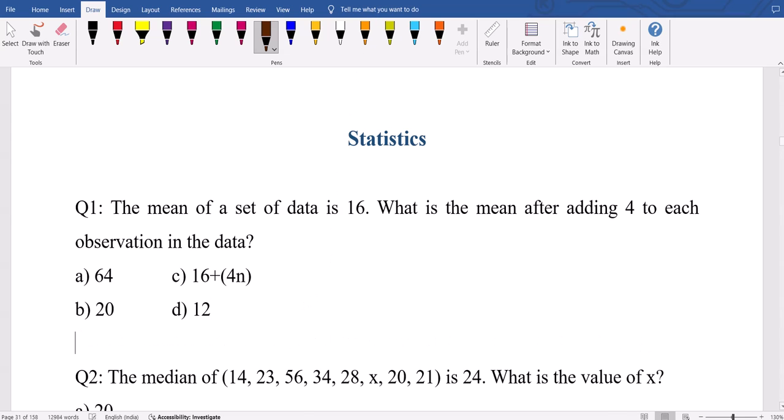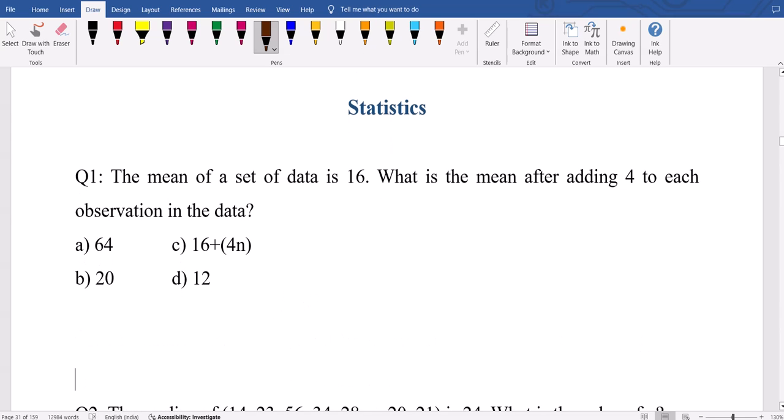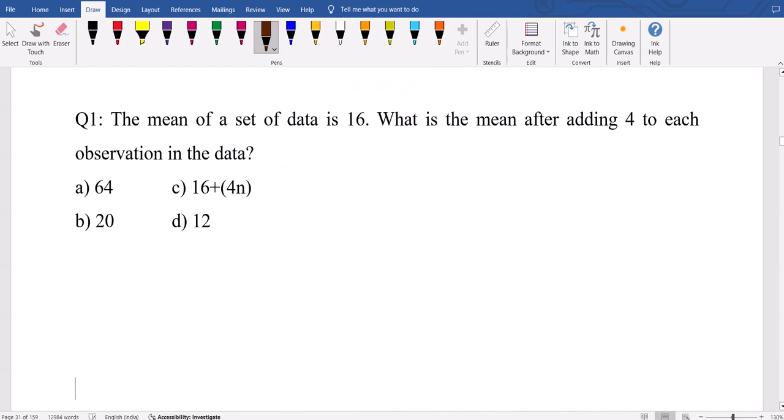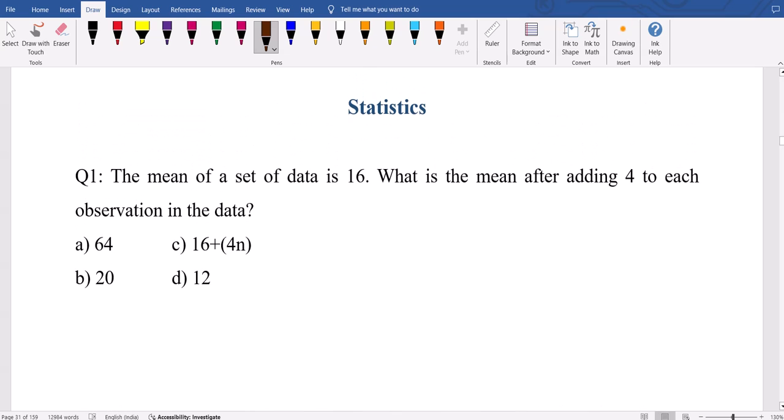Let us see about the statistics question. Mean, median, mode, right? So related to ungrouped data, grouped data, all you need to focus. And this is one important property related to average. Average is 16. If you add 4 to each, average will be added by same.